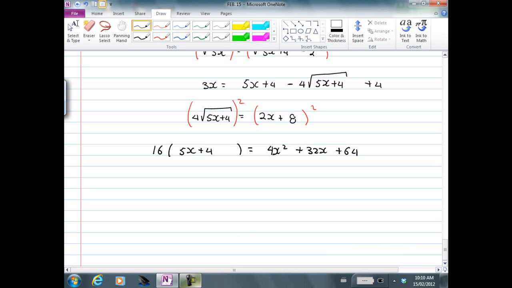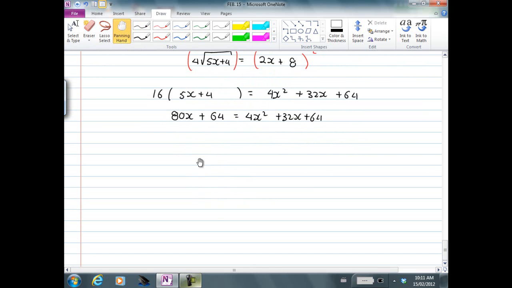So guys, gals, expand and move everything to one side. You equate it to 0 right now. 16 times 5, that's 80x plus 64 equals to 4x squared plus 32x plus 64. Okay. Hey, things are canceling out. Things are starting to look really, really nice now. So we'll move everything to one side, equate it to 0. That's what my goal is all the time.